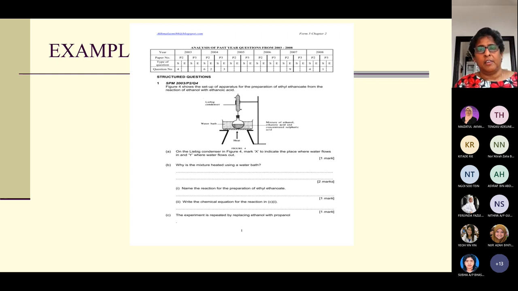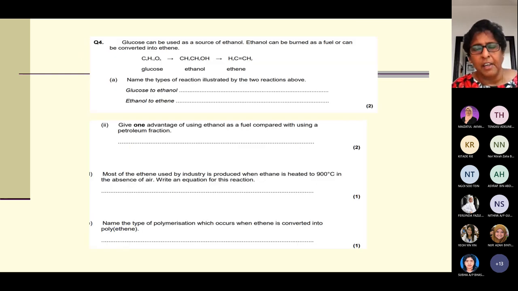Whereas this question is another example I'm giving, which is an O-level question. You straight away see some sort of interdisciplinary aspect, like glucose can be used as a source of ethanol.